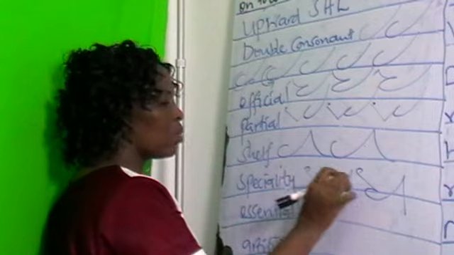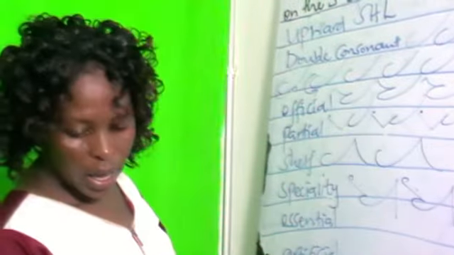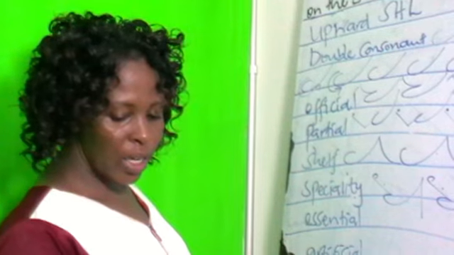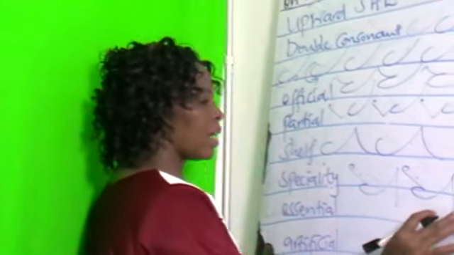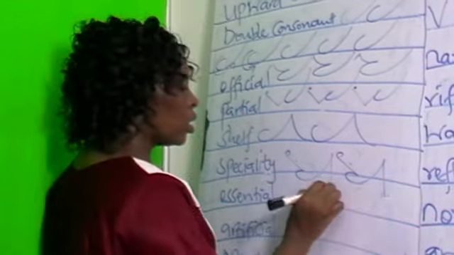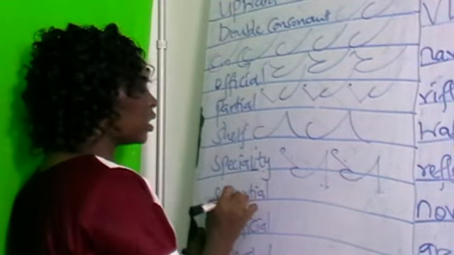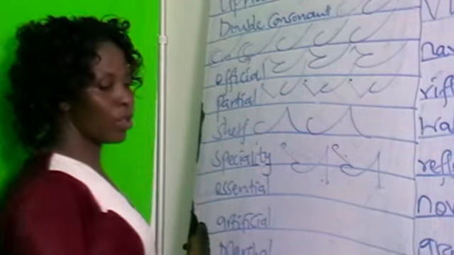Speciality. That is how we drill the word speciality with an S circle, upward shell, and a stroke of T at the end. Then we indicate two short E. This is the first short E, and the other one is for the Y.